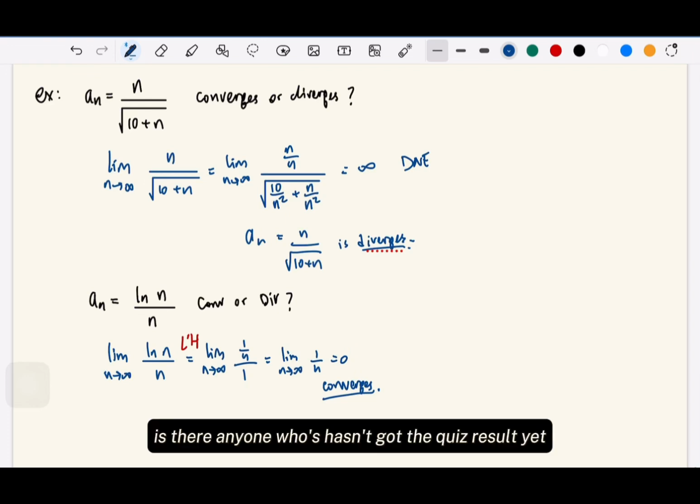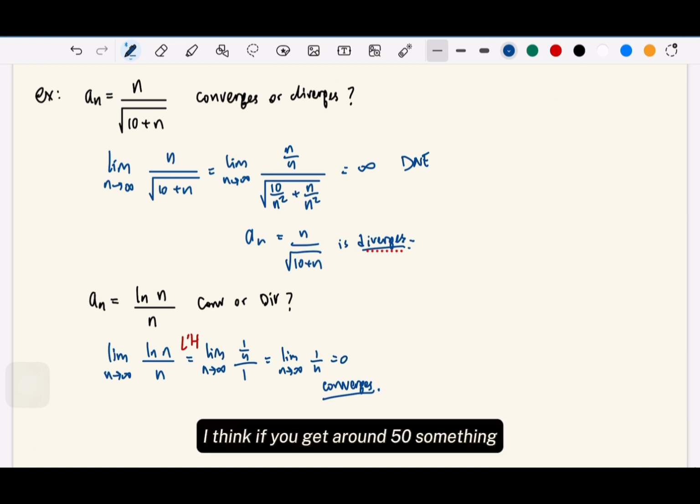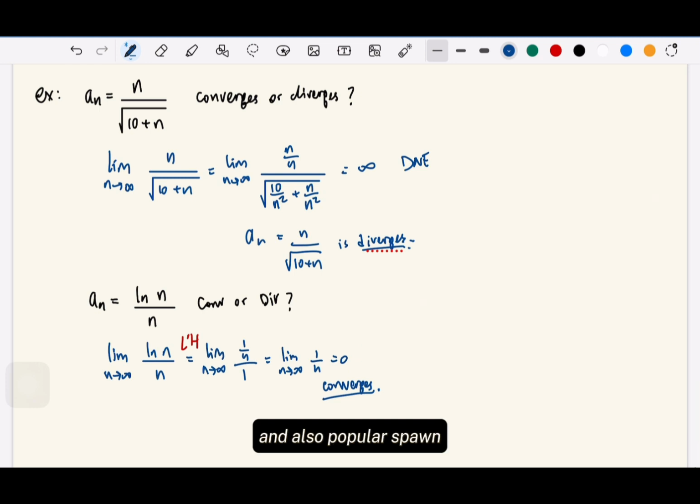Okay, is there anyone who hasn't got the? I think if you get around 50 something, it's still okay. 40, 50 is still okay, but if you get below 30, then it means you need to have a lot of reviews, especially some fundamental concepts in mathematics and also calculus 1.